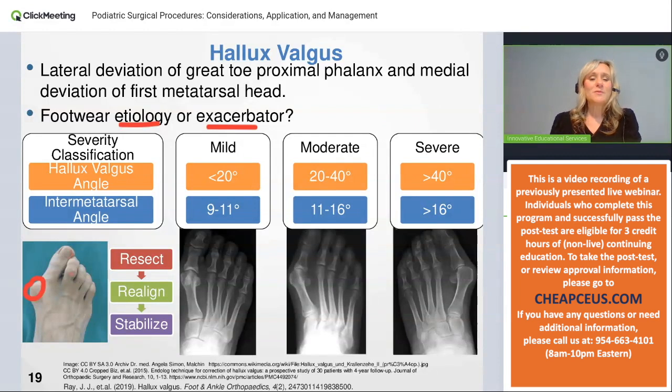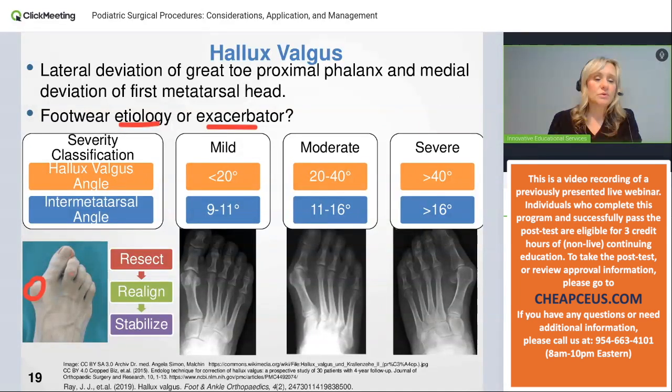So we do want to think about footwear post-operatively, avoiding those pointy-toed, narrow toe box shoes for these patients because we do not want it to reoccur for them. When we look at this procedure and how the surgeon determines if the patient is a surgical candidate or not, they're going to look at several different angles.